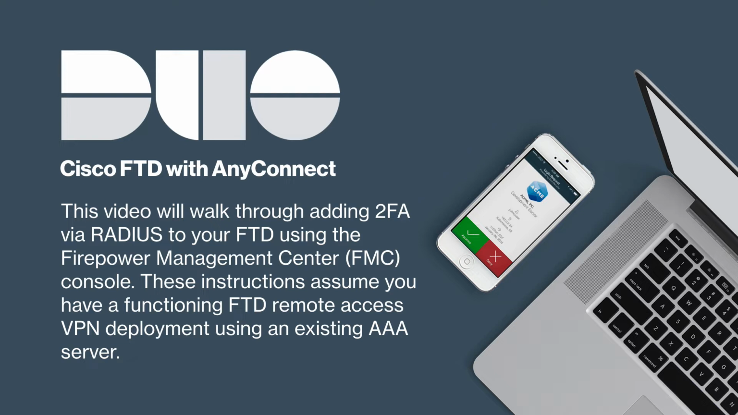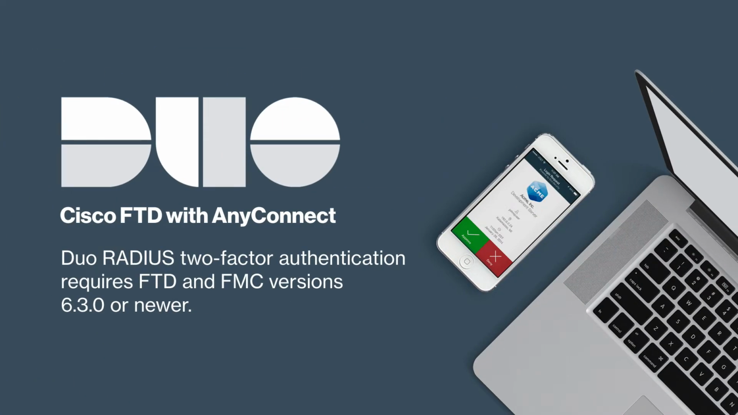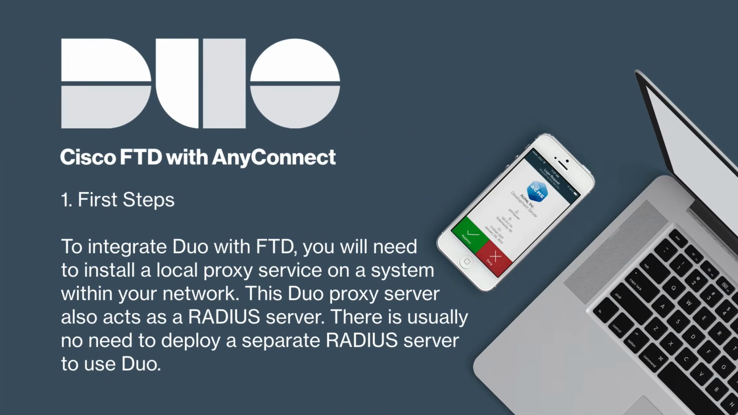This video will walk you through adding two-factor authentication via Radius to your FTD using the Firepower Management Center, also known as FMC. These instructions assume you already have a functioning FTD remote access SSL VPN deployment using an existing AAA authentication server. Duo Radius two-factor authentication requires FTD and FMC versions 6.3.0 or newer. To integrate Duo with your Cisco FTD, you will need to install a local proxy service on a system within your network. This Duo proxy server also acts as a Radius server. There is usually no need to deploy a separate Radius server to use Duo.